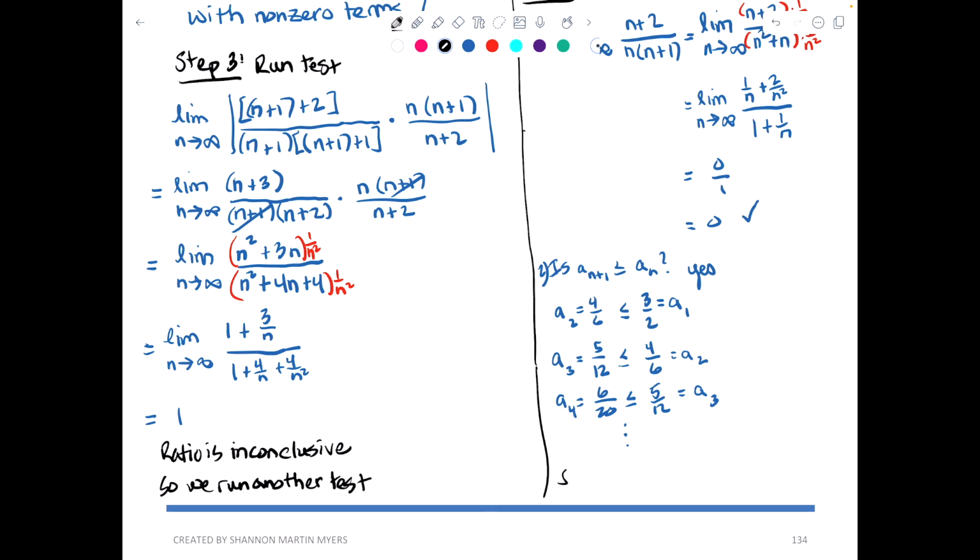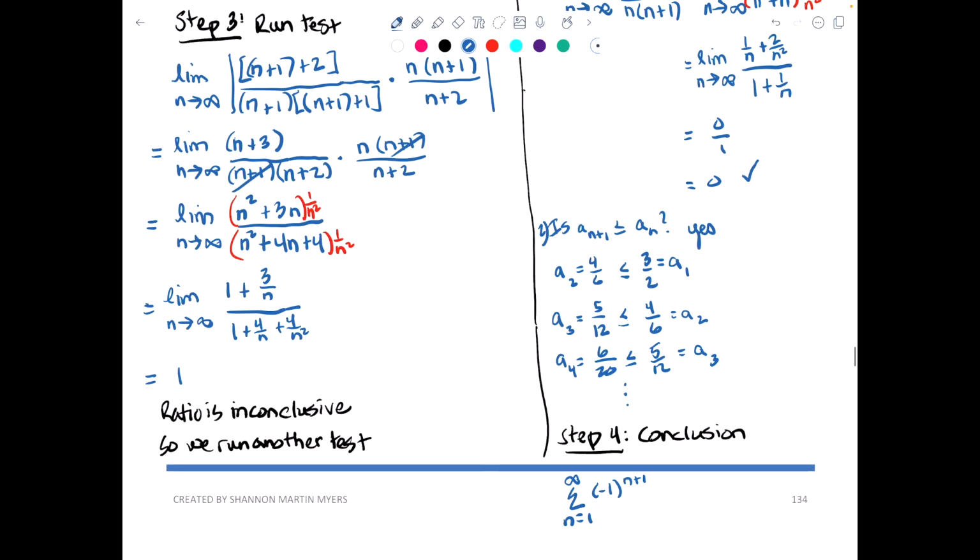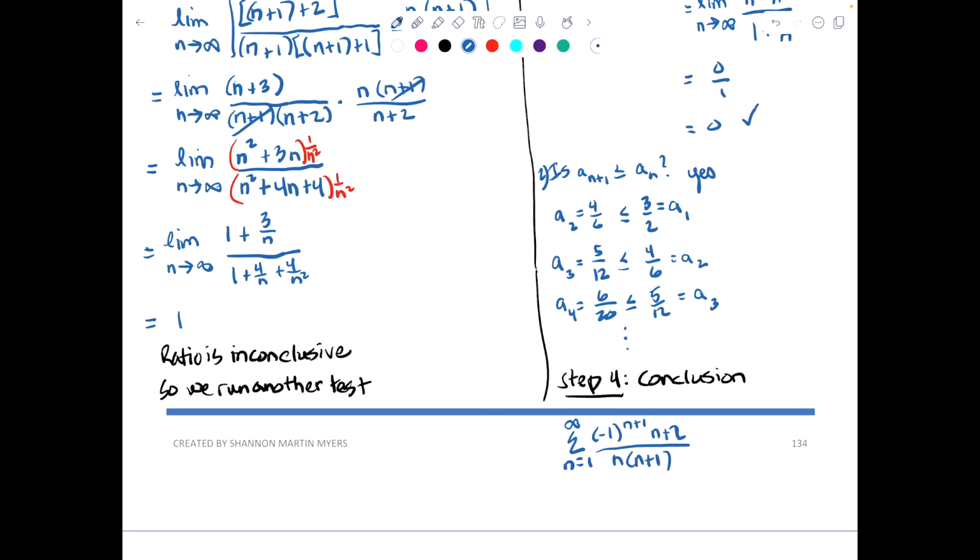And so step 4, conclusion. The summation as n goes from 1 to infinity of -1 to the n plus 1 times n plus 2 over n times n plus 1 converges by the alternating series test.